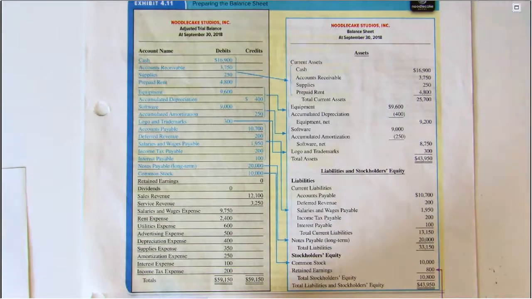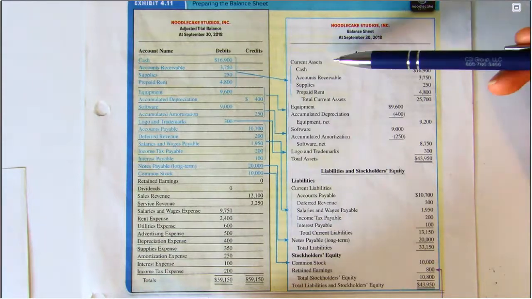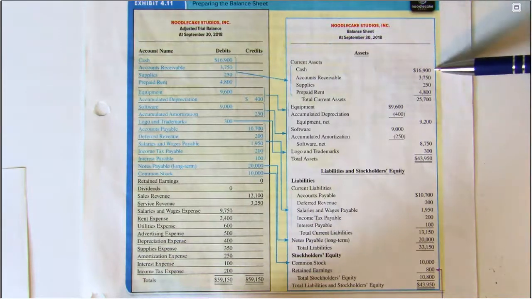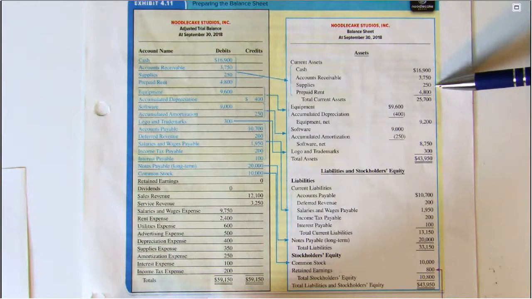Remember, our whole goal in financial accounting is to provide useful information to people and organizations who use the financial statements to make decisions about companies. So remember, current assets are assets that are going to be used up or turned into cash within 1 year. So we have listed here cash, accounts receivable, which will be turned into cash, supplies, which will be used up within a year, and prepaid rent, which will be used up within a year.